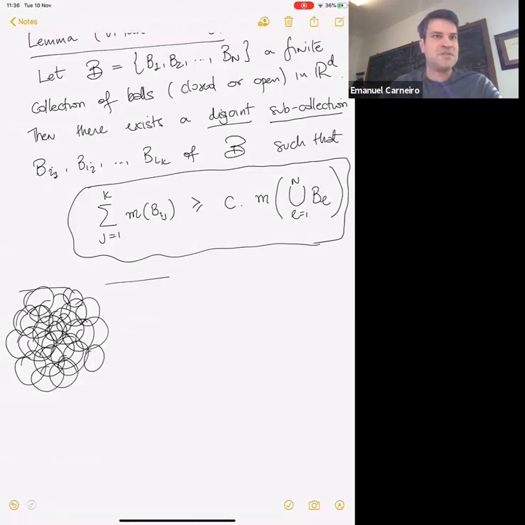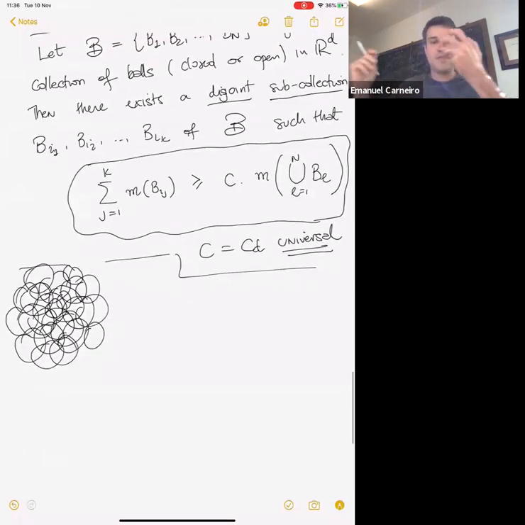So let's say 1%. It's at least 1% of the whole volume, or 2%, or 10%. Let's see what this number is. But the point is that this constant C is just a constant that depends on the dimension, but it's universal. It doesn't depend on the covering of the balls. For any covering, you can get me a disjoint subcollection of balls that cover at least 1% of the whole volume.